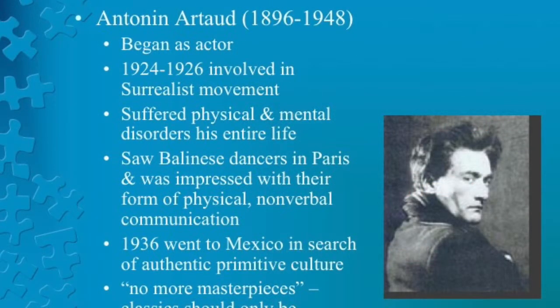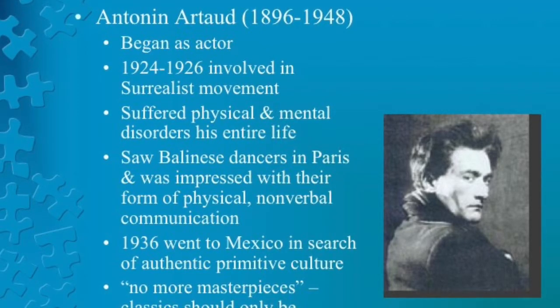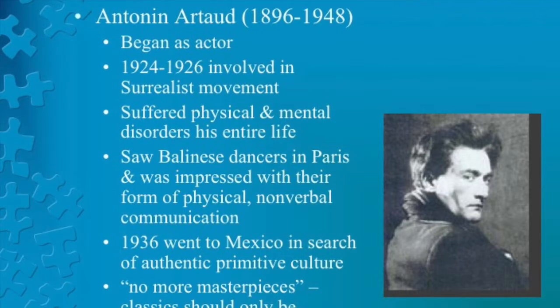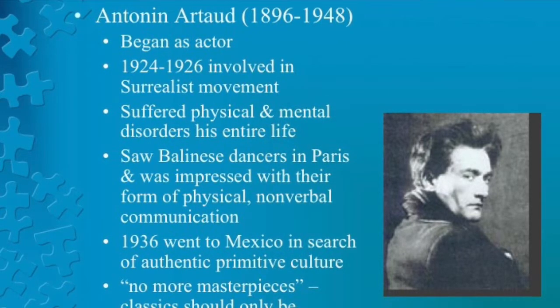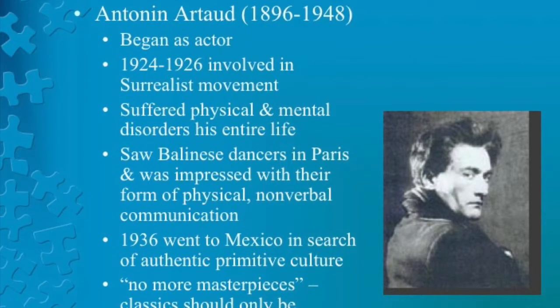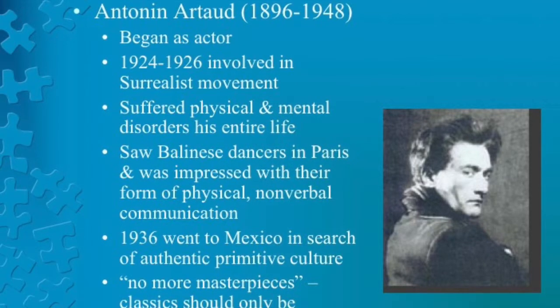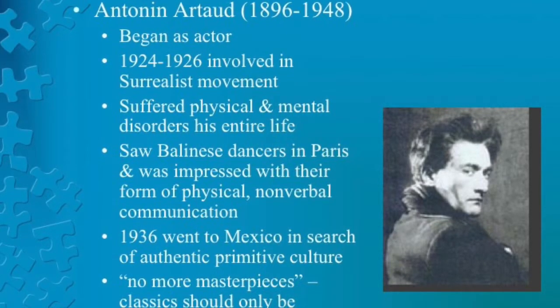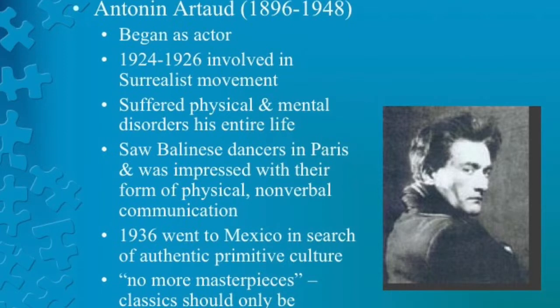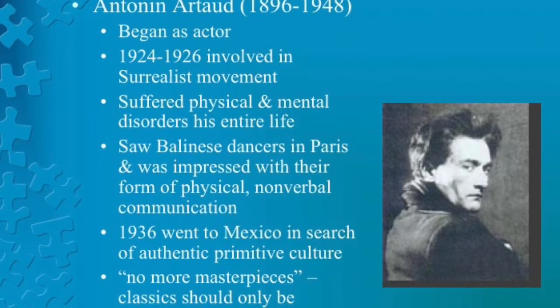Artaud had begun his career as an actor. In fact, if you can find a copy of the 1927 film Napoleon by Abel Gance, you can see Antonin Artaud because he's playing the character of Jean-Paul Marat in the French Revolution scenes. He was not a well man. He suffered from physical and mental disorders and actually spent some time in an insane asylum.